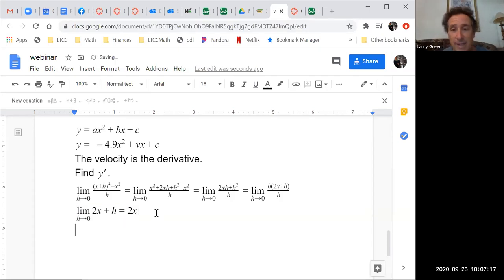Okay, now let me show you something really nice. We got a theorem about limits. You could always do algebra on the limits. So the negative 4.9 goes outside. So now what we can say is that y prime equals negative 4.9 times 2x plus, what's the derivative of Vx if V is a constant?